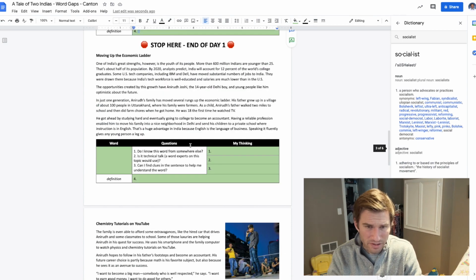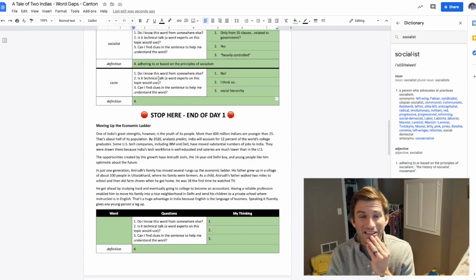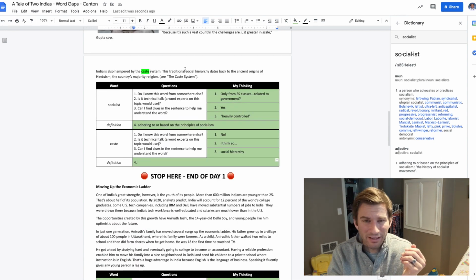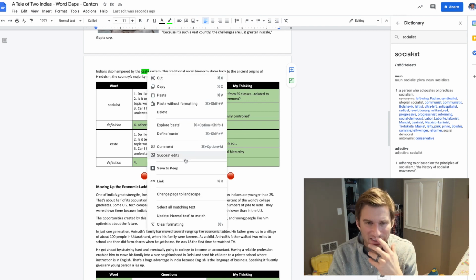But then in terms of a definition, I think it just refers to people's social status, right? I think that's what the word caste means. It just refers to their social status. Let's find out.